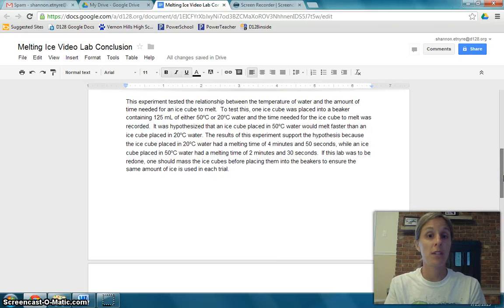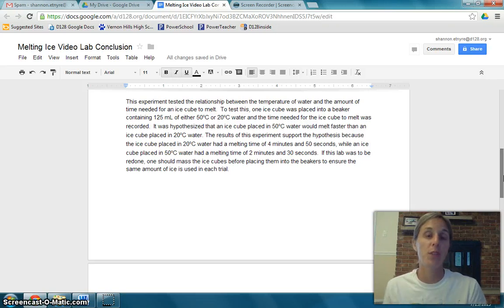So my summary is going to come first. This experiment tested the relationship between the temperature of water and the amount of time needed for the ice cube to melt. To test this, one ice cube was placed into a beaker containing 125 milliliters of either 50 or 20 degrees Celsius water, and the time needed for the ice cube to melt was recorded. So that's just a really quick summary of the lab for the chemist, because typically when we're having a lab report, there's going to be a lot more than just a data table and conclusion, so it kind of gives us a nice refresher of what we did in the lab.